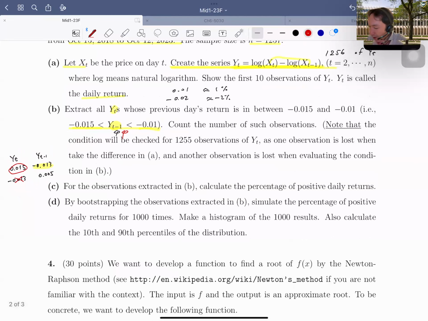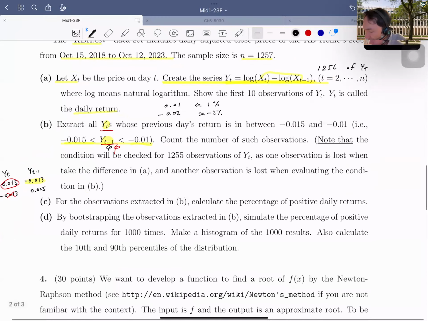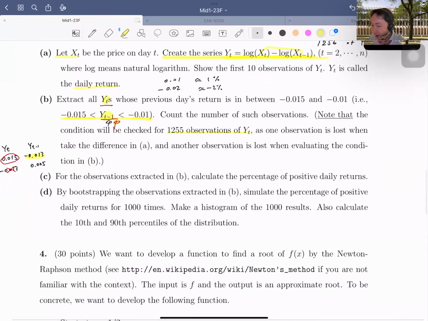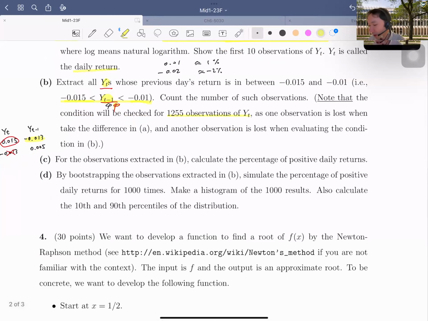And actually, to see if YT is extracted, we have to see the log of YT. So we only have 1,255 candidates for YT, and some of them satisfy this condition. Basically, yesterday's return is between negative 1.5% and negative 1%. That is a very specific condition, so probably not many observations satisfy it. Maybe only 300 observations or 100 observations. I don't know, but not a very large number, we can guess.